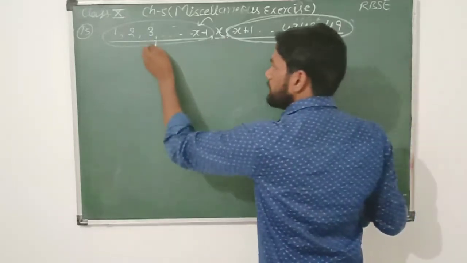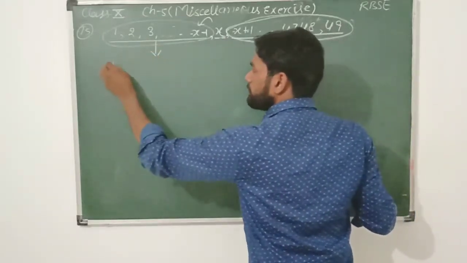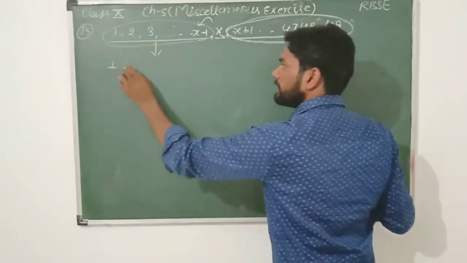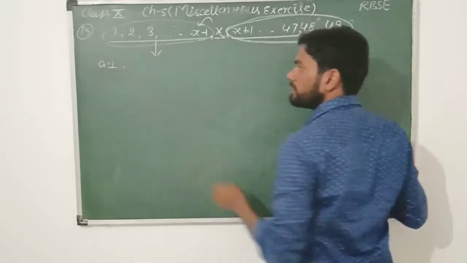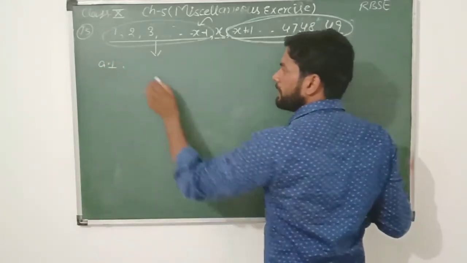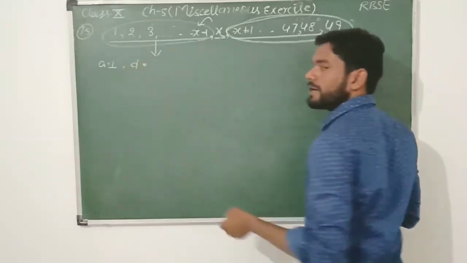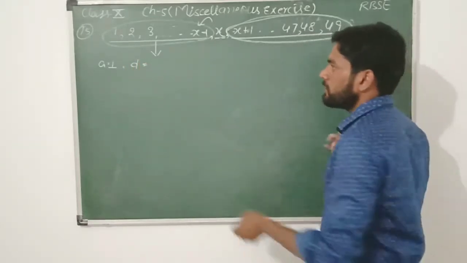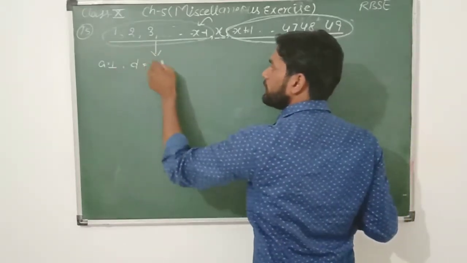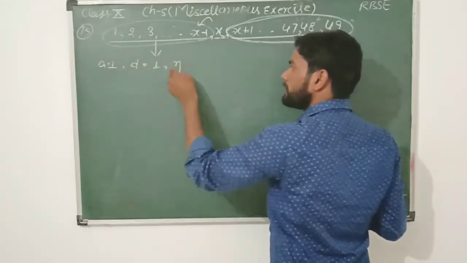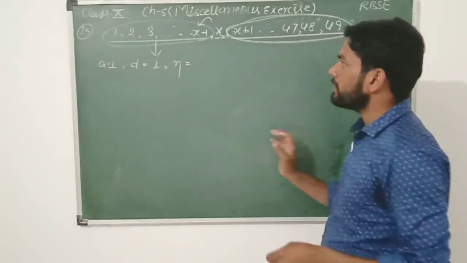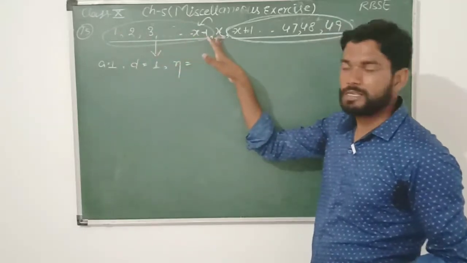These are two APs. From this AP, what is the first term? First term is a. a is 1. What is the common difference? d. These are continuously the integers, so the common difference is 1, that is 2 minus 1. And how many total numbers are there?